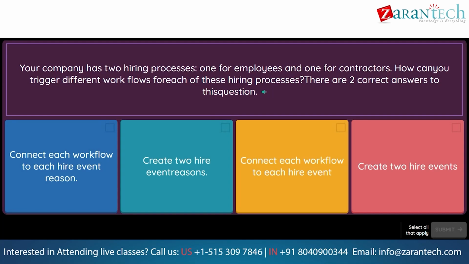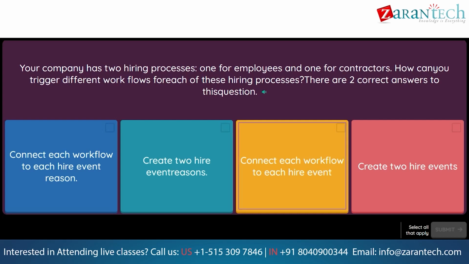Question: your company has two hiring processes, one for employees and one for contractors. How can you trigger different workflows for each of these hiring processes? There are two correct answers to this question. Option 1: connect each workflow to each hire event reason. Option 2: create two hire event reasons. Option 3: connect each workflow to each hire event. Option 4: create two hire events.